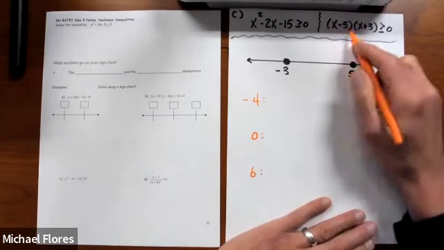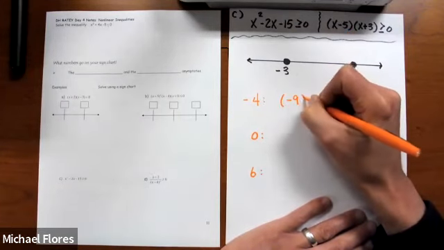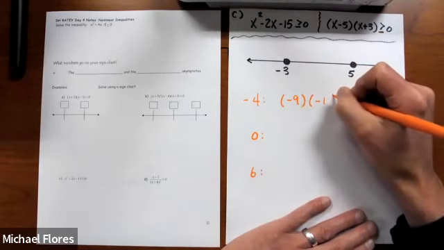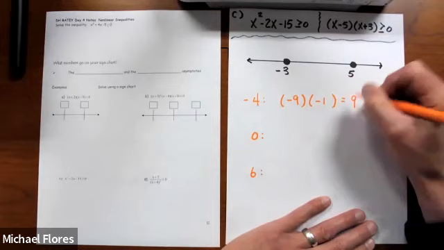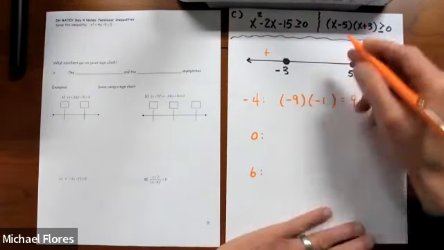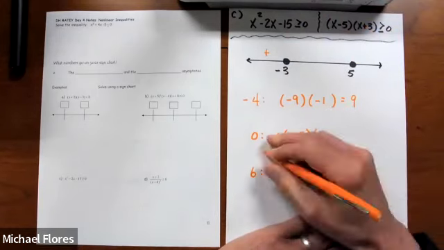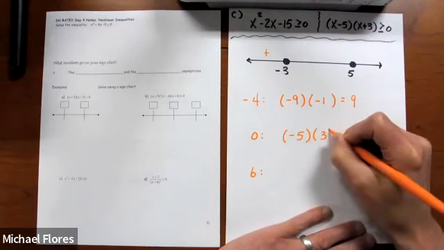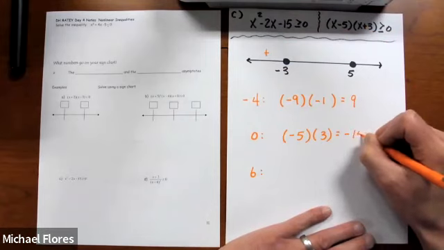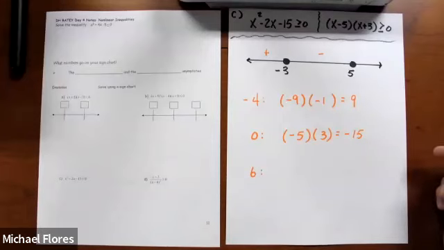Okay, let's start solving. Plug in -4. -4 minus 5 is -9. -4 plus 3 is -1, for a result of +9. So everything less than -3 is going to result in a positive number. Let's use 0. 0 minus 5 is -5. 0 plus 3 is 3. And -5 times 3 is -15. Everything in between -3 and 5 will result in a negative number.